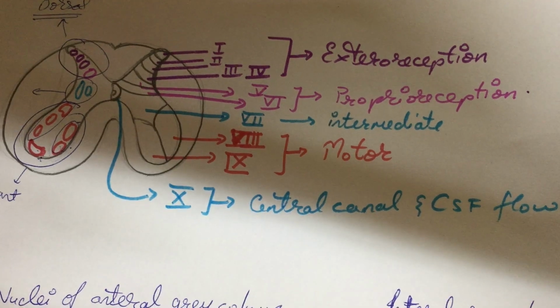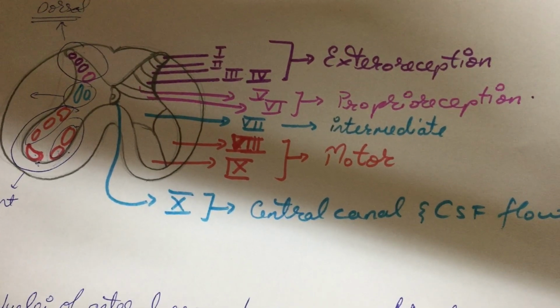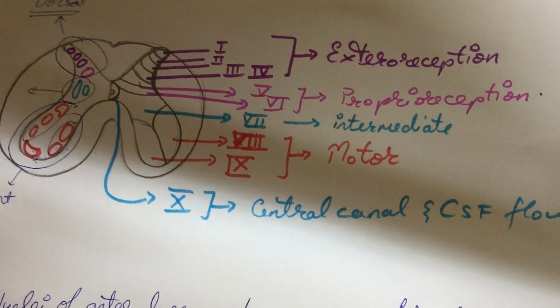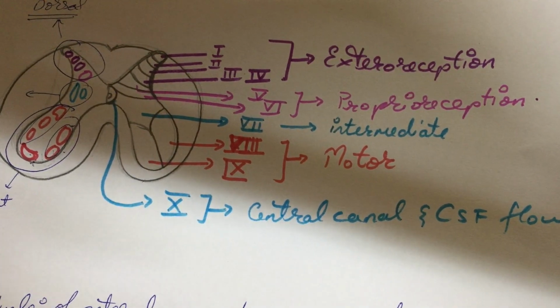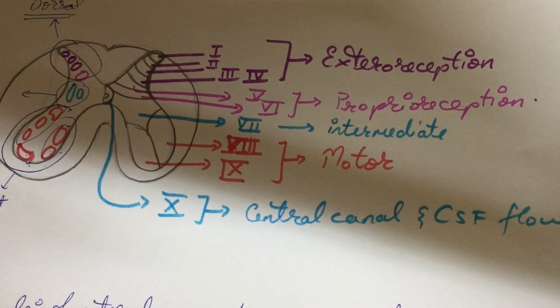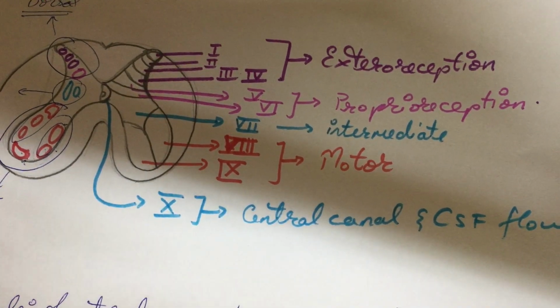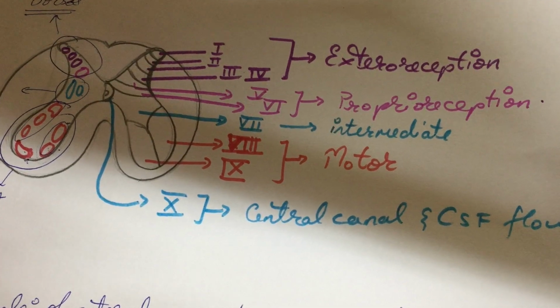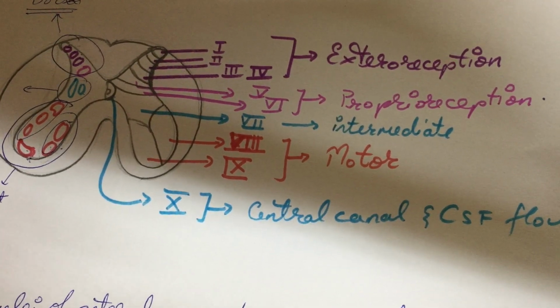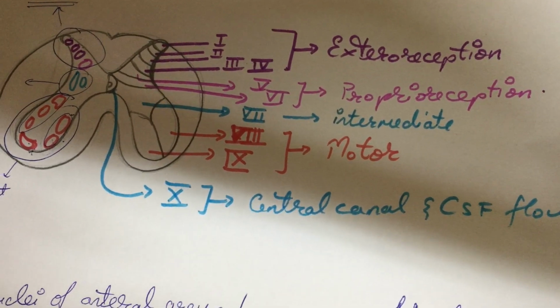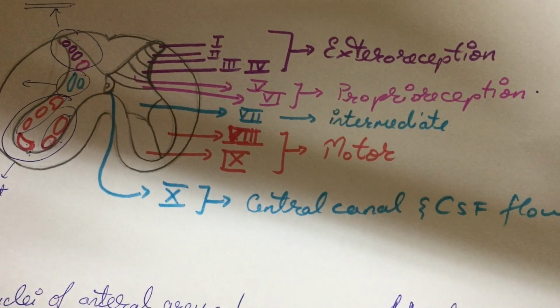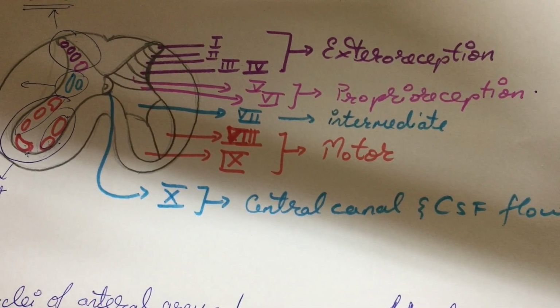The first four lamina are mainly related to the dorsal grey column. Fifth and sixth lamina are for proprioception, synapsing with the dorsal nucleus of Clarke. The seventh is for the intermediate zone. Eighth and ninth are for motor functions, and the 10th, winding back, surrounds the central canal and controls the flow of the CSF.